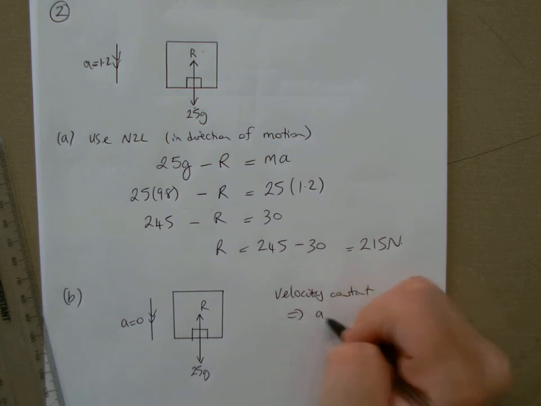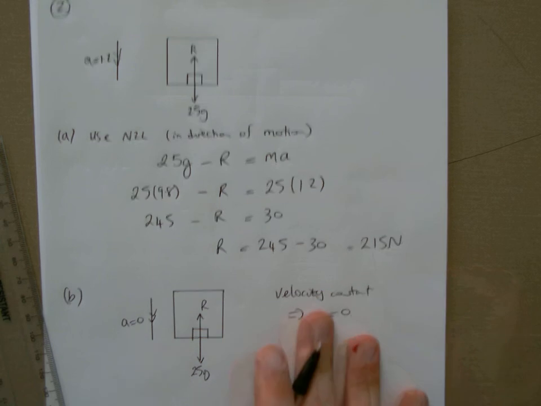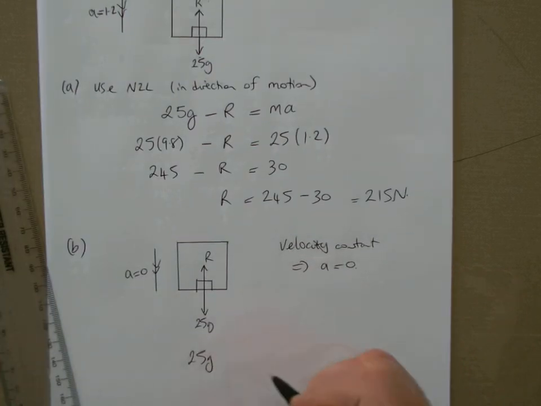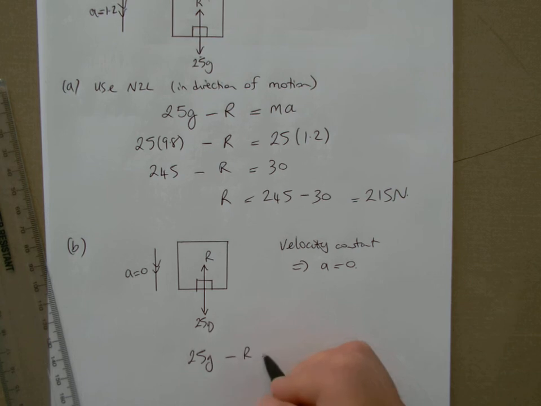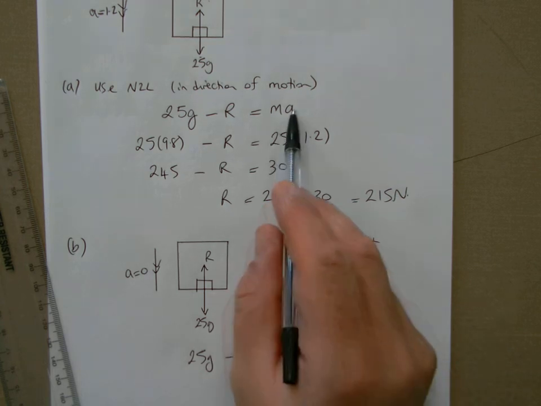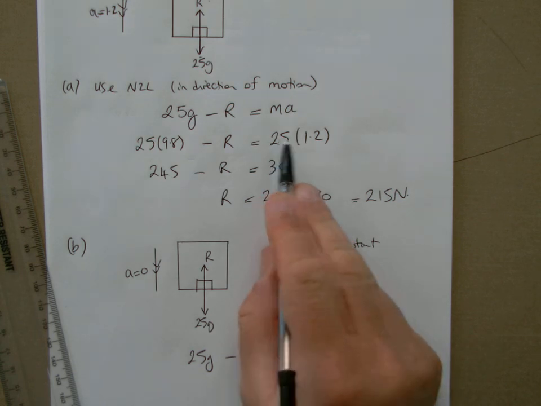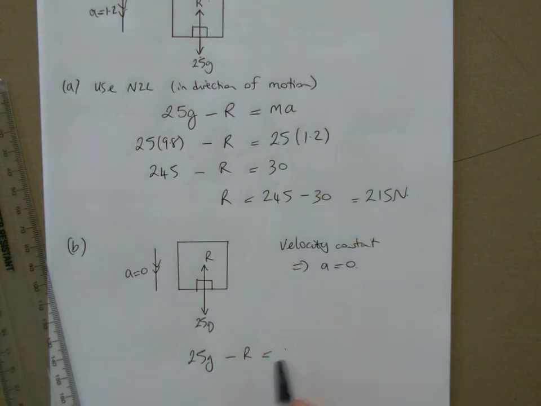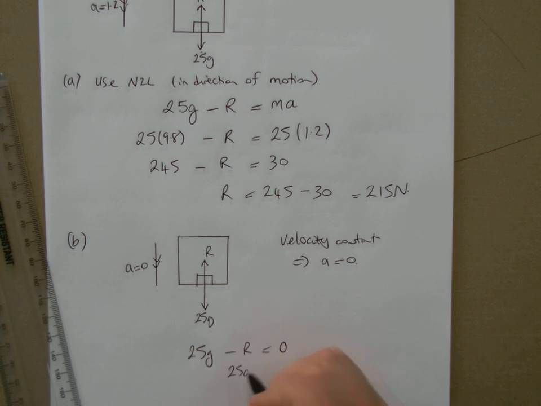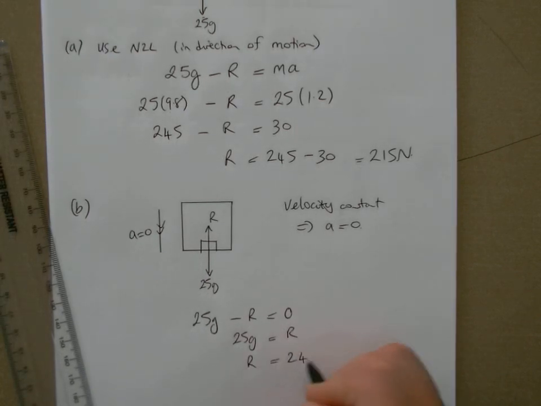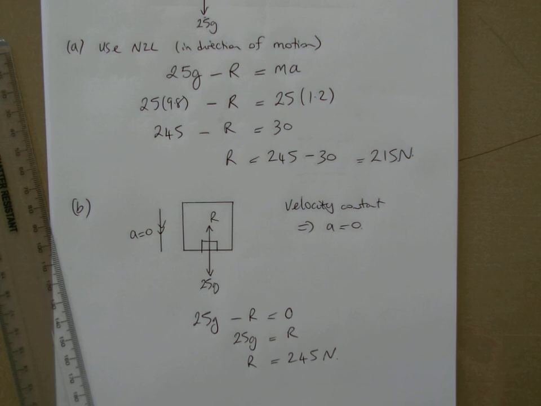Velocity staying the same. So when we use Newton's second law here, we have 25g take away R, but the resultant force will be zero, won't it? Because acceleration is zero. So it'll be 25 for mass times 0 for acceleration, which gives 0. That means, quite simply, that R has got to equal 25g. So R will actually match the weight, which is 245 newtons when you work that out.